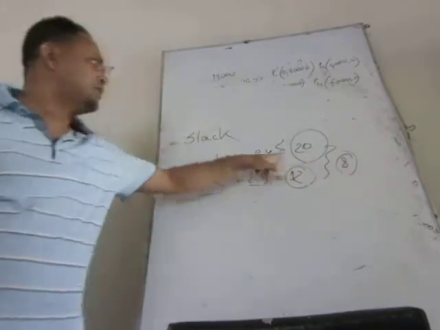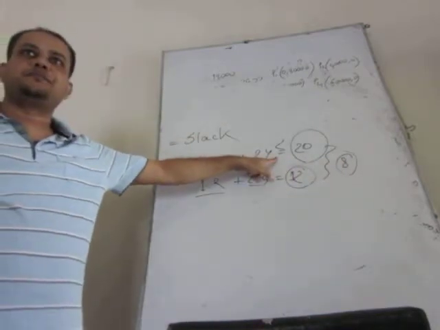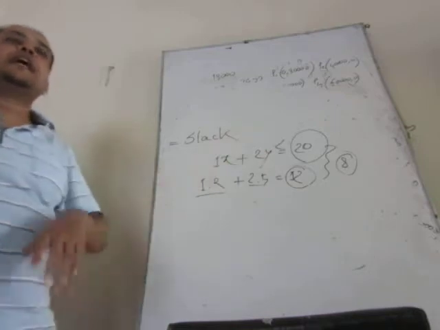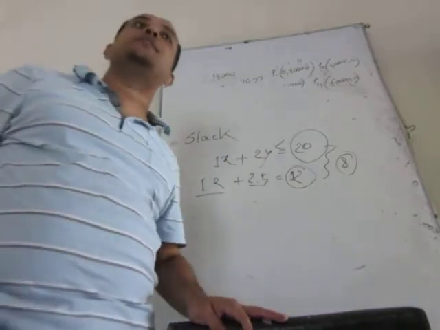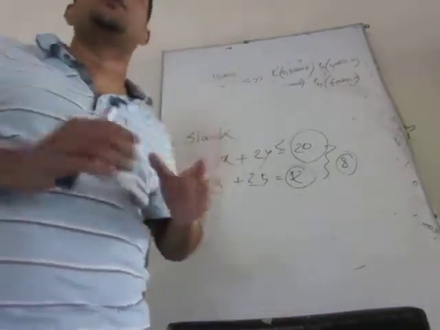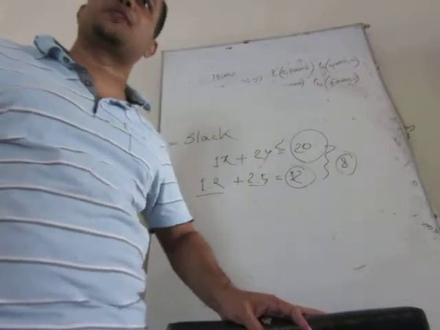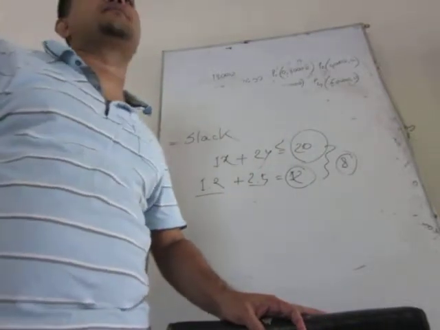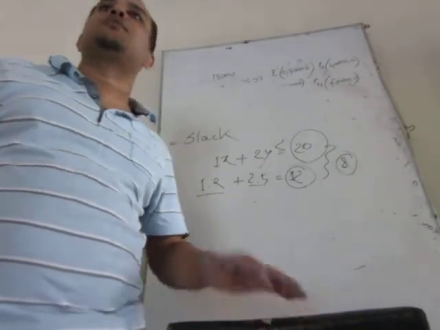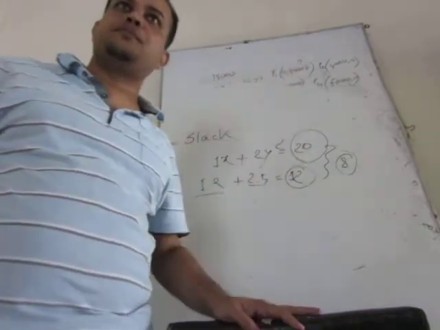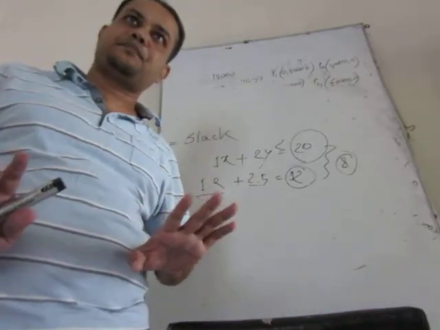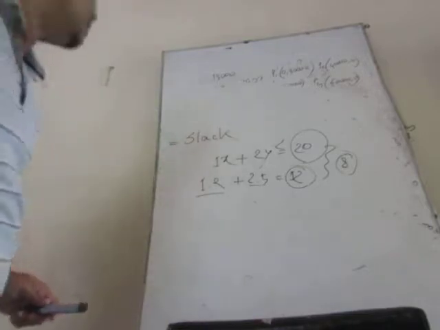So slack comes from less than or equal to. That means at your optimum production plan, if you cannot use 100% of your scarce resources, the remaining amount is your slack. So the remaining amount actually comes from less than or equal to. Clear? Now surplus.